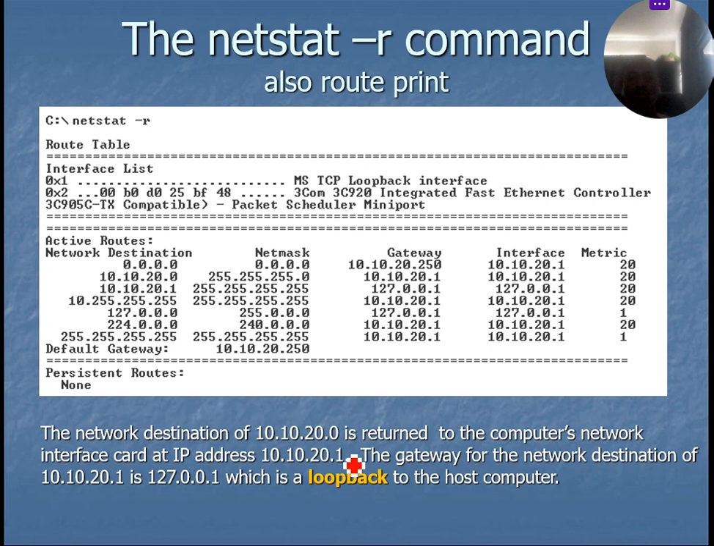Okay, the computer's IP address is 10.10.20.1. So the IP address of the computer that the data packet is returned to is 10.10.20.1. The gateway for the network destination of 10.10.20.1 is 127.0.0.1. The gateway for the return.